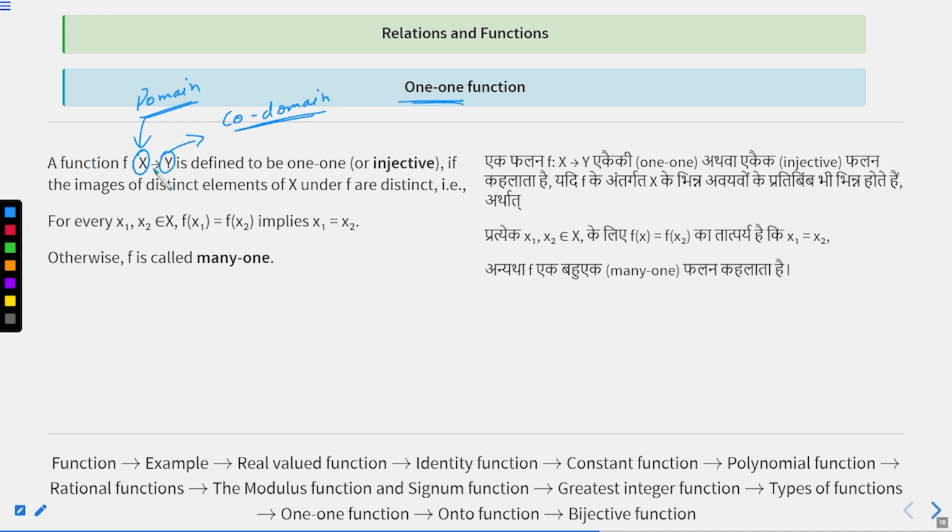So a function f from a set X to set Y is defined to be one-one, or another name for it is injective, if the images of distinct elements of X under f are distinct. What does it mean? It means when you put any two inputs, if you get the same output from those inputs, this means the inputs must also be equal to each other. If it doesn't happen, the function is called many-one.